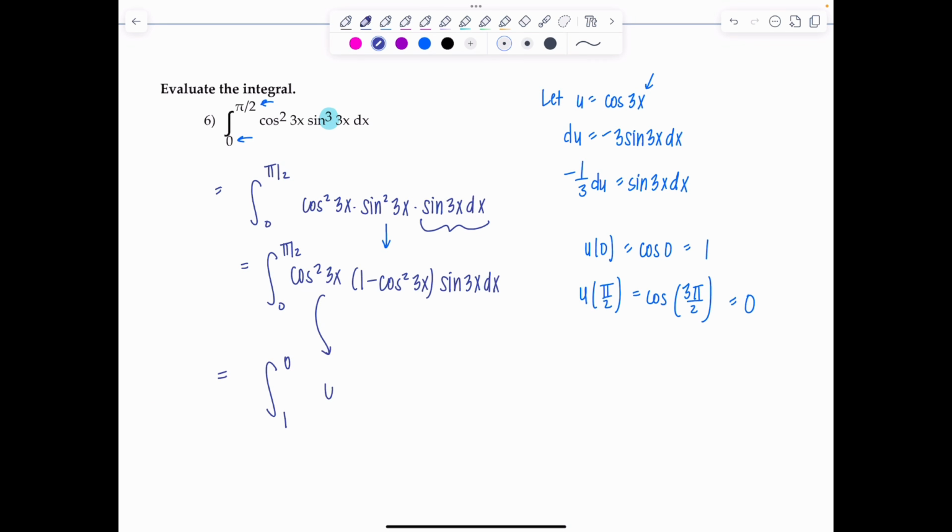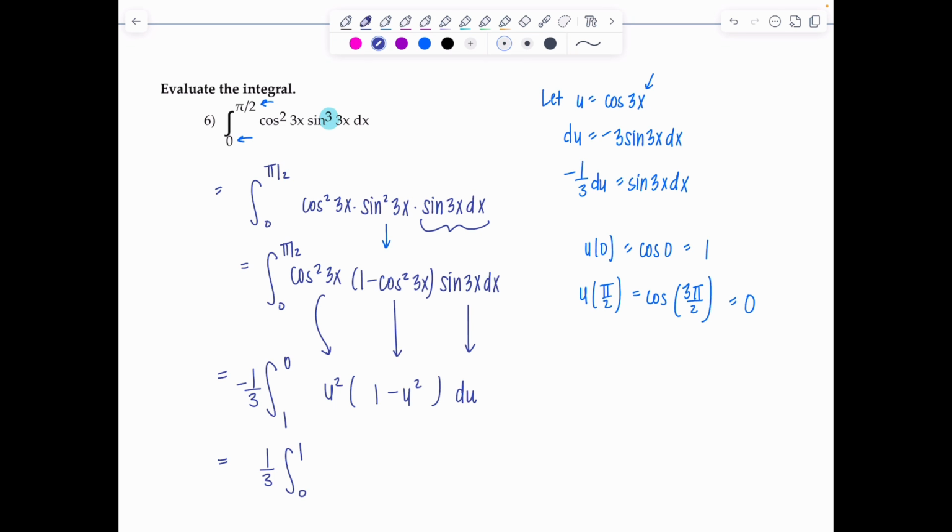Cosine squared is u squared. 1 minus cosine squared 3x is 1 minus u squared. And then sine 3x dx is -1/3 du. I'll put the -1/3 out there. Okay? And then from here, you should be home free. The worst is over. So flip those limits and make it positive, right? Aren't you dying to do that? Go 0 to 1, and now that negative is gone in front of the 1/3. Oh, I feel better already.